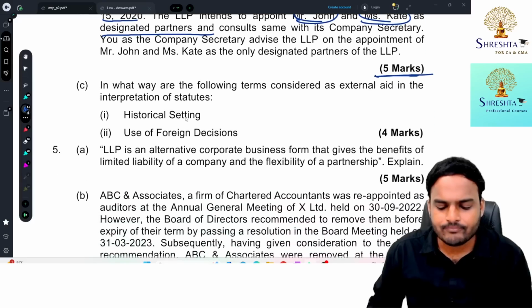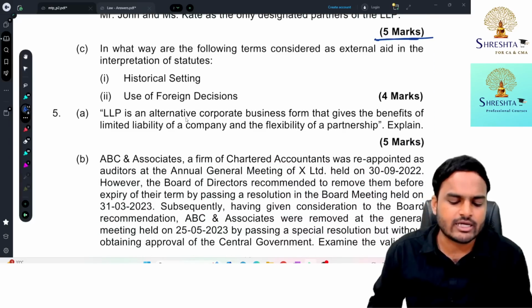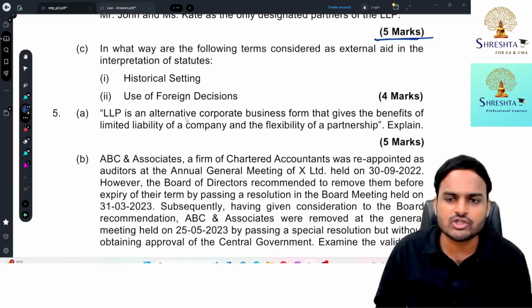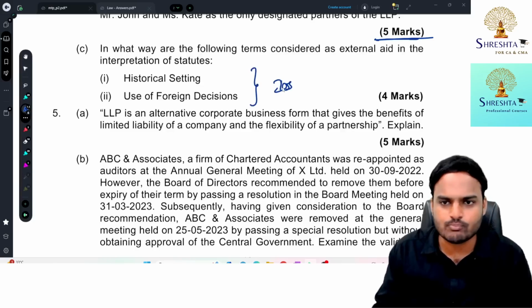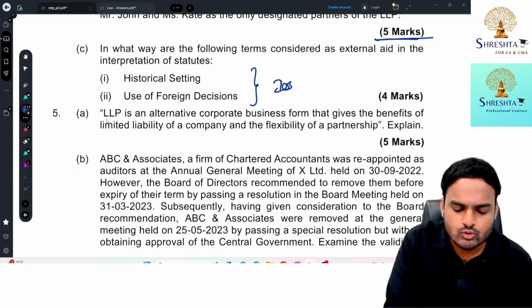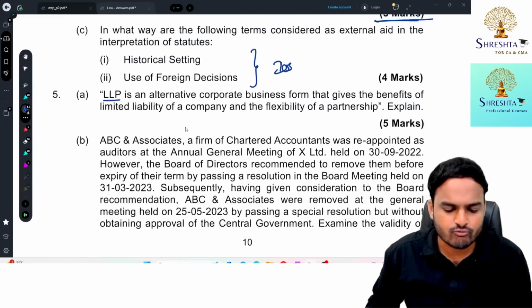Next, in what way are the following terms considered as external aid in interpretation of statutes? Historical setting, use of foreign decisions. So direct theory question from interpretation of statutes. So write those points. Next one, last question. LLP is an alternative, I'm sorry. No. Last but one question.